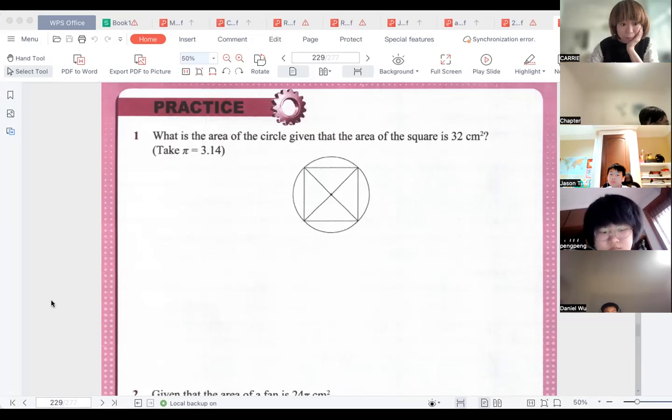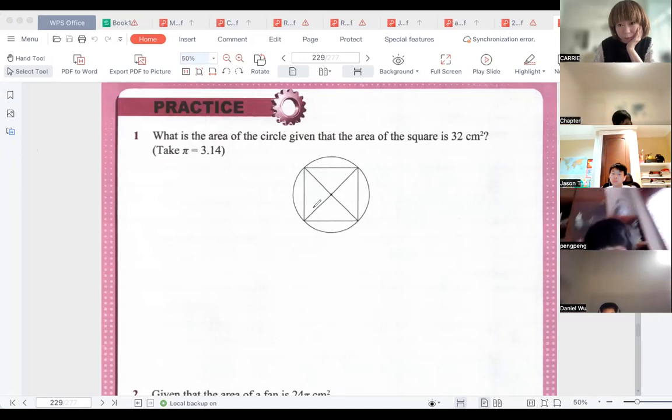Okay, so Jason and Pimpin give me different answers. So let's take a look at this one. Who gets it right? Okay, so Chapter and Daniel, take a look. The area of the circle, given that the area of the square is 32 centimeters squared. So Jason, this is a square, right? And the area we know.